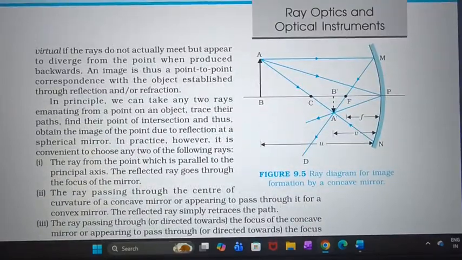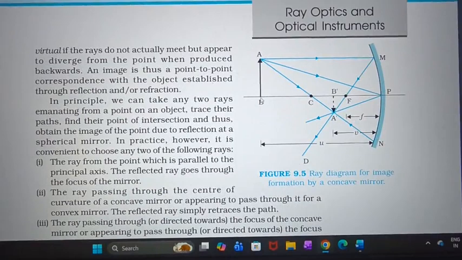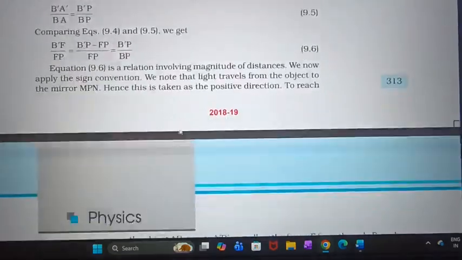Now you have to remember this also from 10th grade. Whenever the object is beyond C, the image will form between C and F. First remember this: if the object is at infinity, the image should form at the principal focus. If the object is at the principal focus, the image should form at infinity. If the object is beyond C, the image forms between C and F. If the object is between C and F, the image forms beyond C. And if it is between F and P, that is the special case. Actually, it is given over here.